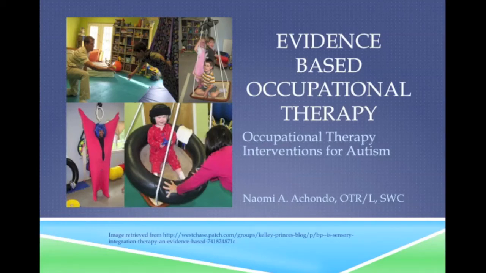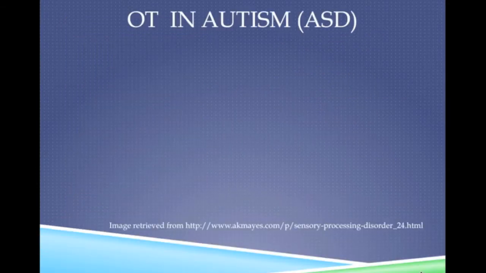Evidence-based occupational therapy interventions for autism, a systematic review completed in 2008 by K. Smith and Arbesman. Hi, I am Naomi Achando, occupational therapist, and I will be sharing the information regarding the systematic review.